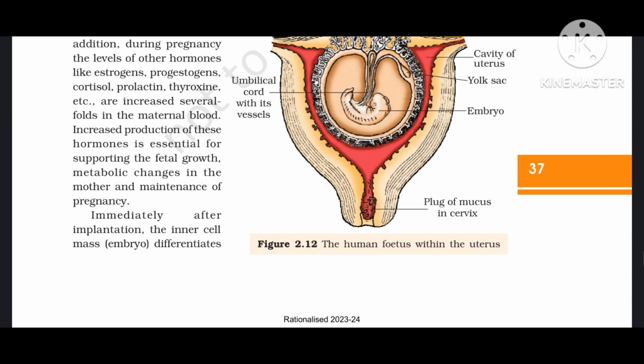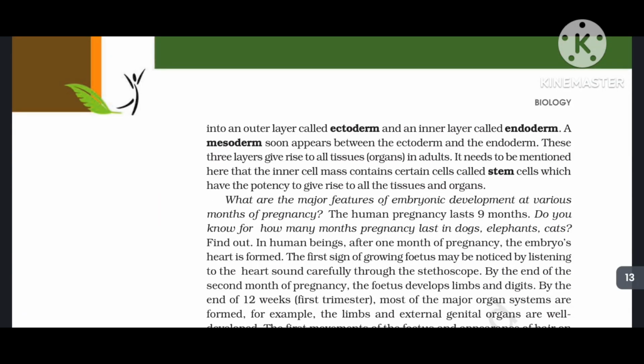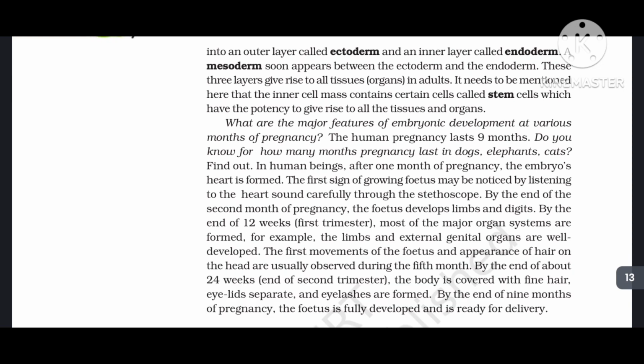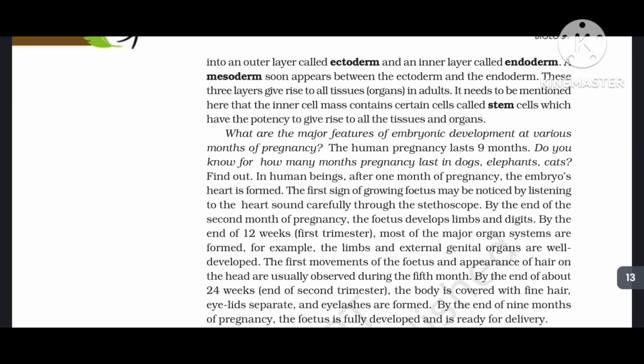By the end of the second month of pregnancy, the fetus develops limbs and digits. By the end of 12 weeks, the first trimester, most of the major organ systems are formed. For example, the limbs and external genital organs are well developed. The first movement of the fetus and appearance of hair on the head are usually observed during the 5th month. By the end of about 24 weeks, the end of the second trimester, the body is covered with fine hair, eyelids separate and eyelashes are formed. By the end of 9 months of pregnancy, the fetus is fully developed and is ready for delivery.